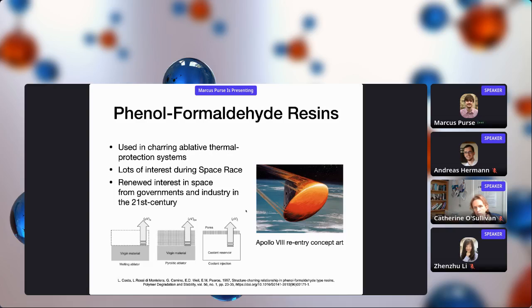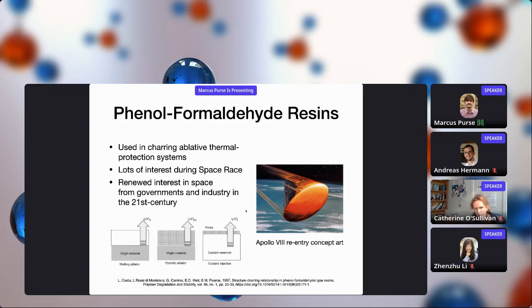When a spacecraft re-enters the Earth's atmosphere, it's traveling very quickly and a lot of gas builds up in front of it, and that gas is heated to a very high temperature. So you need a system in place to protect the astronauts in the space capsule from those high temperatures. One of the ways you can do this is to use what's called a charring ablative material, which phenolic resins work well as.